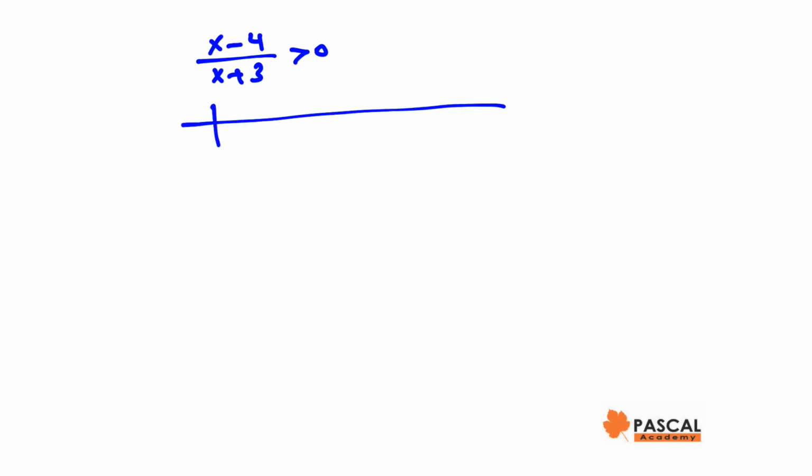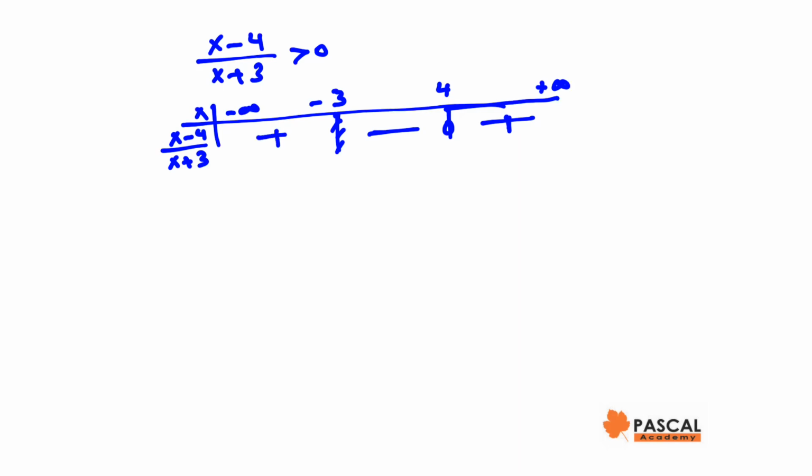If we use a sign chart, an interval chart, at negative 3, the fraction is undefined. At 4, the fraction is 0. For any real number greater than 4, x minus 4 over x plus 3 is positive. Between negative 3 and 4, let's assume x is 1, we'll see it is negative, and less than negative 3, it is positive. Therefore, the solution set of this inequality is x smaller than negative 3 or bigger than 4.